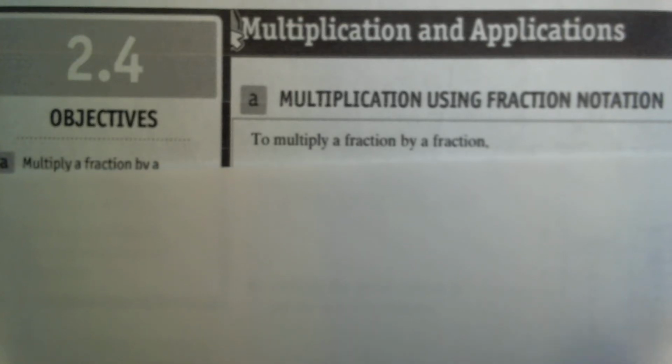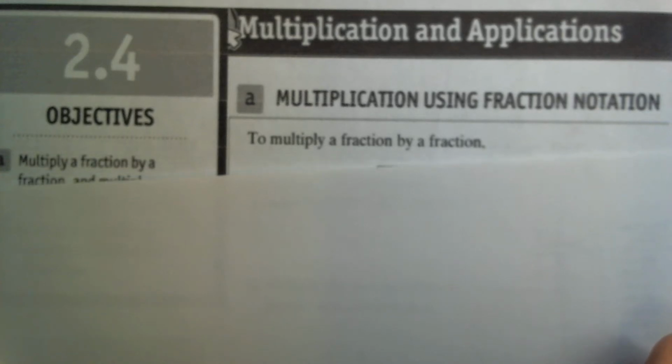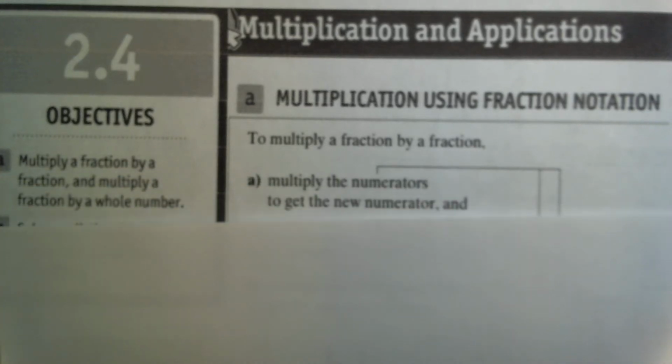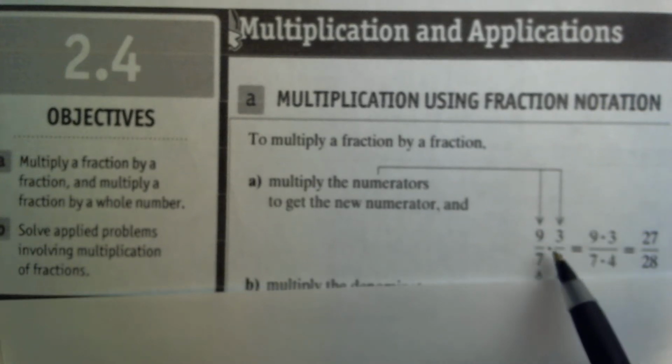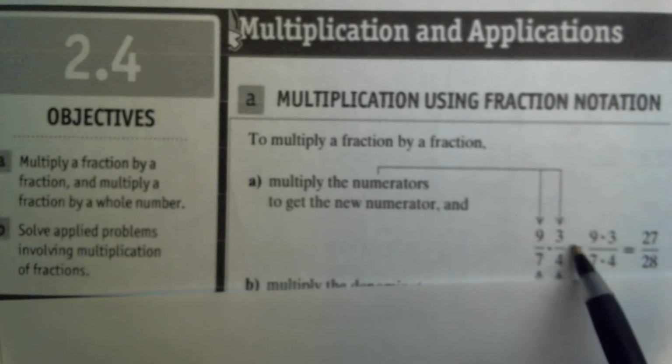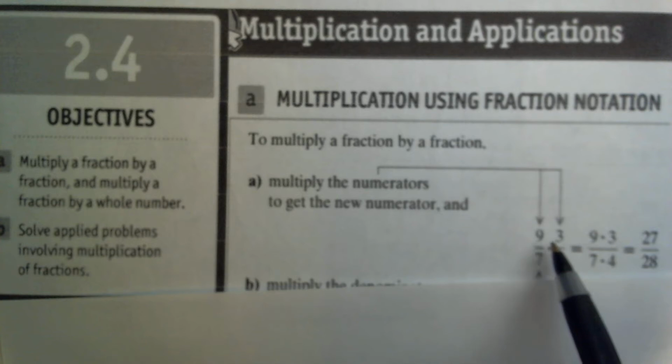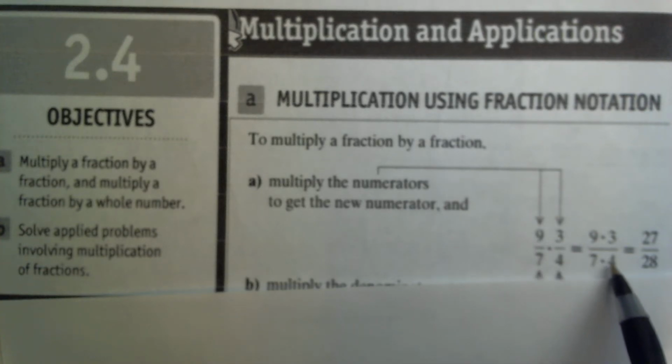So here's the instructions for multiplying a fraction by a fraction. And so what we do is when we have, let's say, 9/7 times 3/4, we multiply 9 times 3. In other words, we take the product of the numerators and divide by the product of the denominators. So in this case, 9 times 3 is 27, and 7 times 4 is 28. So the answer is 27/28. It's a very simple process.